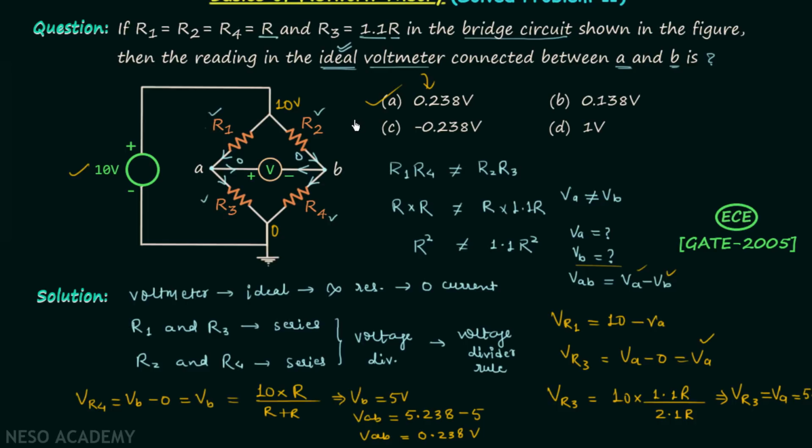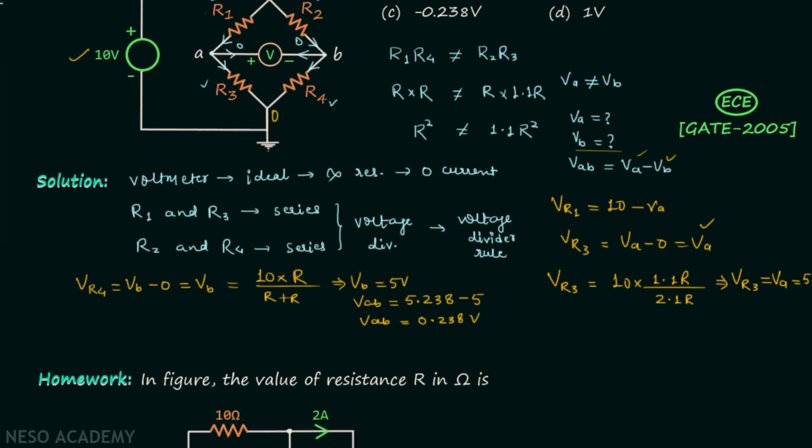Now when you look at the actual paper of Gate 2005, you will find in place of R4, there is R3, and in place of R2, there is R4, and in place of R3, there is R2. So this is the arrangement, and following this arrangement, you will get option C as the correct option. But I have changed the arrangement, and with this arrangement, we are getting option A as the answer. So this is all for the question.